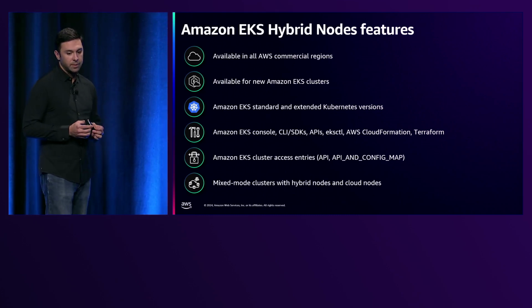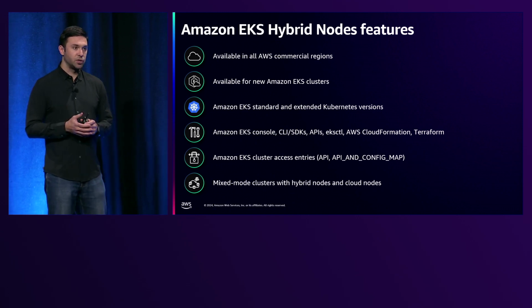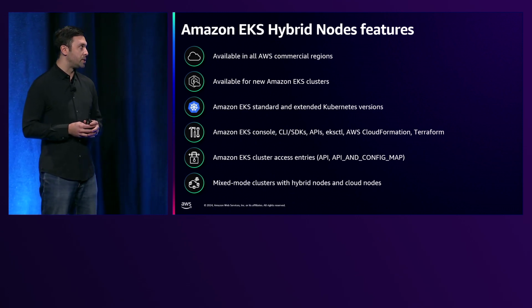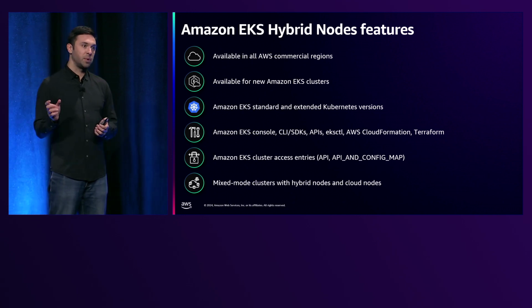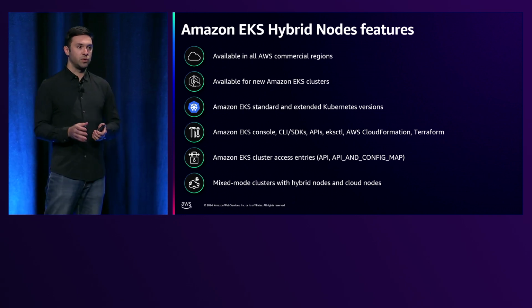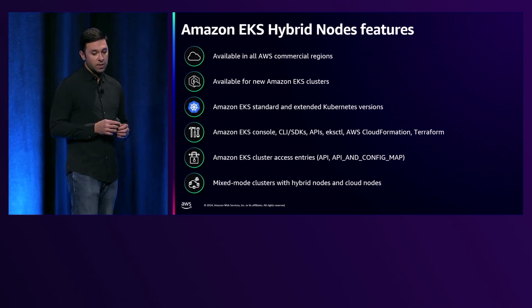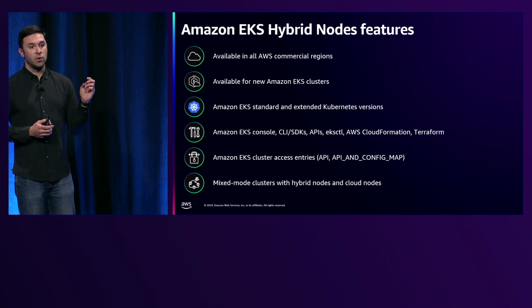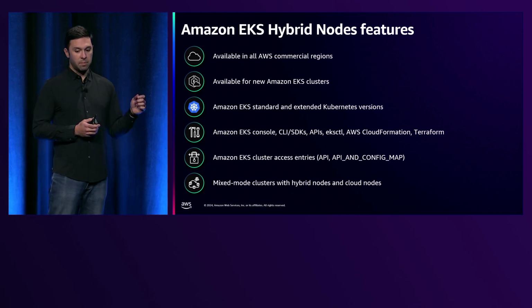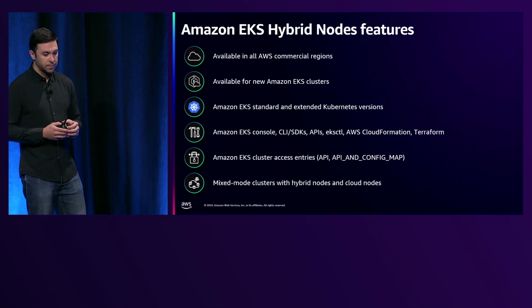It's all available today. You can use EKS cluster access entries with hybrid nodes. One thing I didn't touch on here is that there's a new access entry type called hybrid Linux that you can use for the hybrid nodes IAM role that you use to authenticate your hybrid nodes with EKS clusters. For the EKS clusters that you create, you have to use API or API and config map as the authentication mode for your EKS cluster.